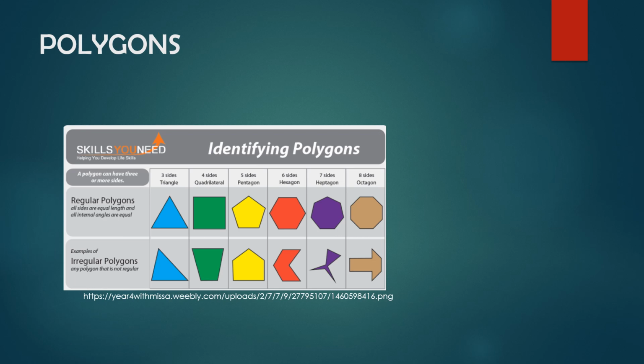Polygons. A polygon is a two-dimensional shape made of straight lines, having a finite number of sides and vertices. Common polygons include triangles, quadrilaterals, pentagons, and hexagons. In 3D graphics, polygons often represent the surface of 3D objects.